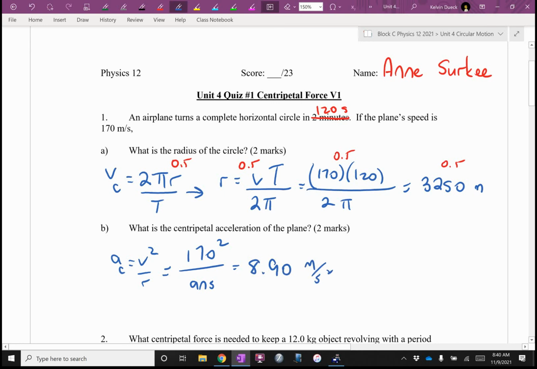Meters per second squared. So this plane is pulling just shy of 1 g. How big is 1 g exactly? 9.8. Okay. I would give you 1 mark if I saw that, half mark for the numbers, and a half mark for the answer. But if you got it right, 2 out of 2.